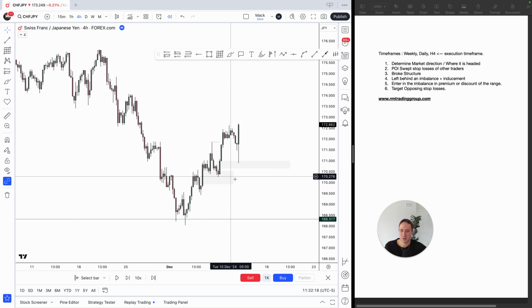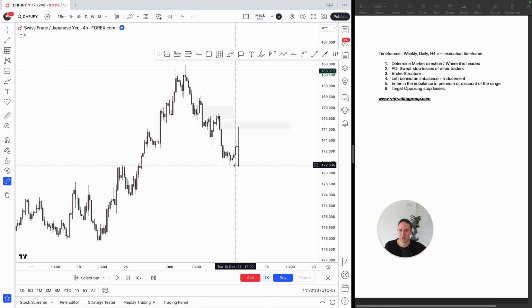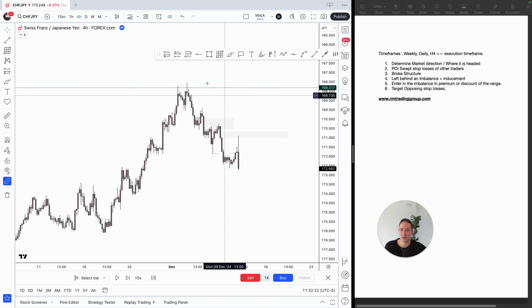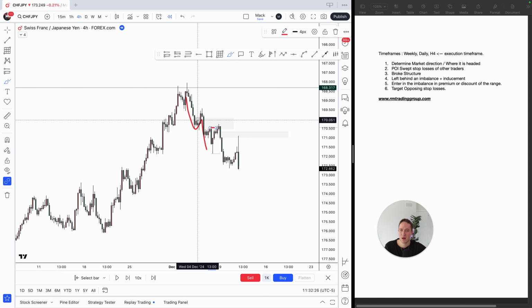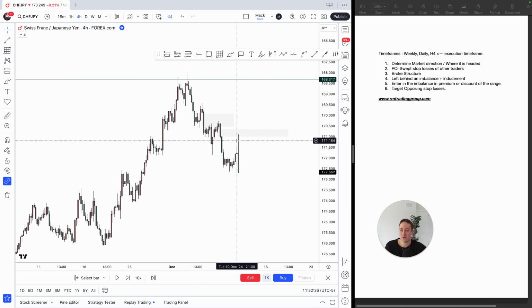But again, just look at these entry models. If I just flip it upside down, you can see it's the exact same thing. We're just following the trend, right? We have the inducement, the imbalance. It's beautiful stuff. Same thing here. Wasn't as clean as this one, but still the same process, the same analysis, and the same execution. So I hope you all enjoyed this.